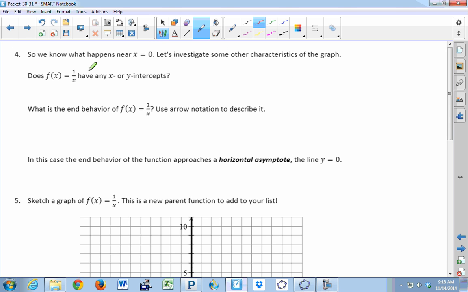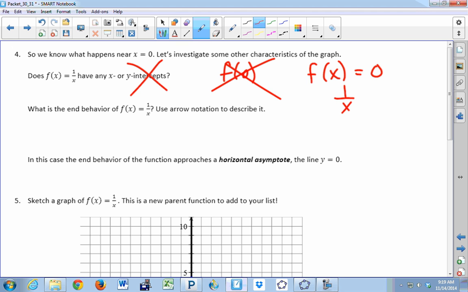Does f of x equals 1 over x have any x or y-intercepts? Well, first of all, to find your y-intercept, you let x equal 0. That's not allowed, so there's definitely no y-intercept. To get x-intercepts, you say, when is the value of my function equal to 0? Well, f of x is 1 over x. Can 1 over x ever equal 0? No, because the only time a fraction can equal 0 is when your numerator equals 0. Your numerator is a constant. It's 1. So you're not going to have any x-intercept either.